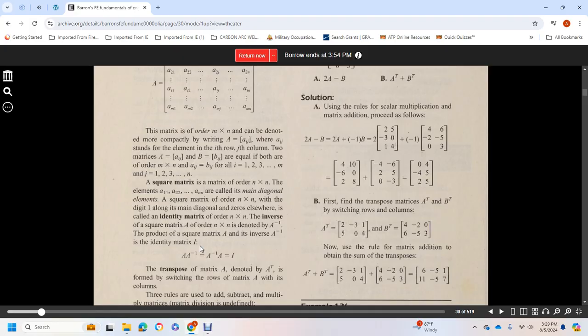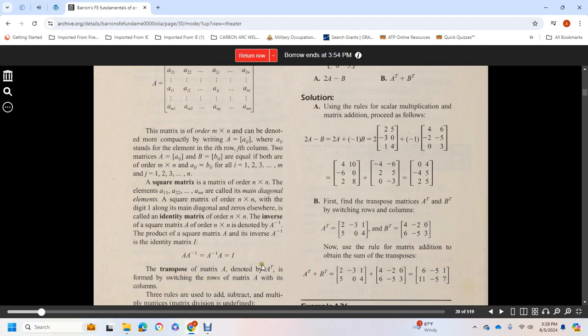The square matrix of order n with the digit 1 along the main diagonal and zeros elsewhere is called an identity matrix of order n times n. The inverse of a square matrix A of order n times n is denoted A^-1. The product of a square matrix A and its inverse A^-1 is the identity matrix. So A times A^-1 is equal to A^-1 times A, equal to the identity, the inverse.